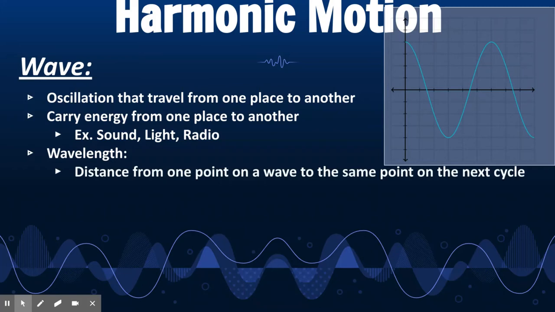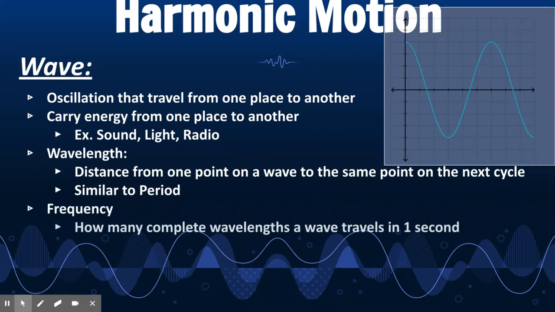Wavelength is how long it is from one point on a wave to the same point on the next wave. So, how far in distance is it from this top point here to the next top point? It's that same point on the next cycle in a wave. We could measure from the bottoms, or from where the wave crosses the equilibrium point. You can pick any spot along the wave, and the distance from that point to the same point on the next cycle is going to be your wavelength. It's very similar to period, which we'll talk about as well.